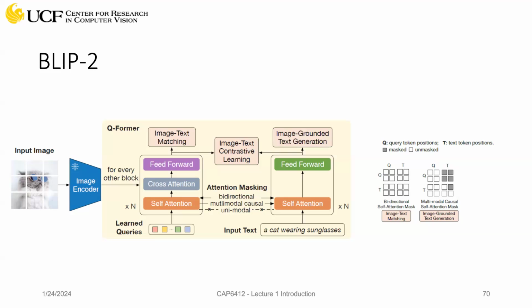Then we have a third loss, which is image-grounded text generation, because we are going to ask: given the image, given the learned queries, given the text, then generate a text. For that one, we are going to use unimodal self-attention. Query tokens will attend to themselves, and text tokens will attend to themselves, but there is no attention from query to text or text to query. So that's what they are using.